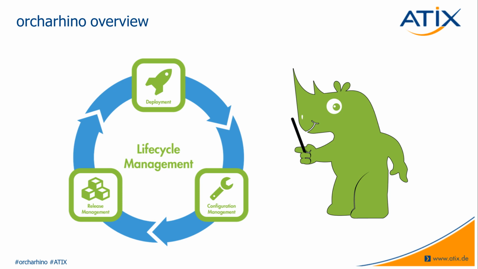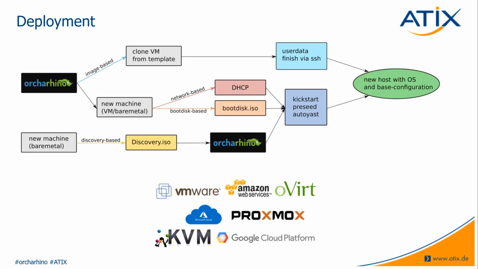The basic idea of orcharhino is to map the lifecycle, starting with deployment, running configuration management, and release management. For the first part, deployment, there are several possibilities to deploy a machine. You can do an image-based deployment, which basically means you have a VM template. In the cloud, it's the only possible way, but also on VMware and other hypervisors, you can create a template. This template is being cloned. The clone comes online and will be configured, either by user data with cloud-init, or via a finish template connecting through SSH.